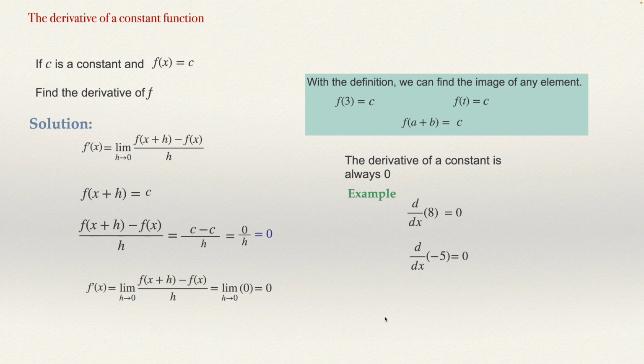Another very known function is the identity function. So the identity function is defined in this way: f of x equal x. So the image of every element is itself. So the image of 7 is 7, the image of 8 is 8, etc. And we want to find the derivative of this function. What to do? So I'm going to use the definition.